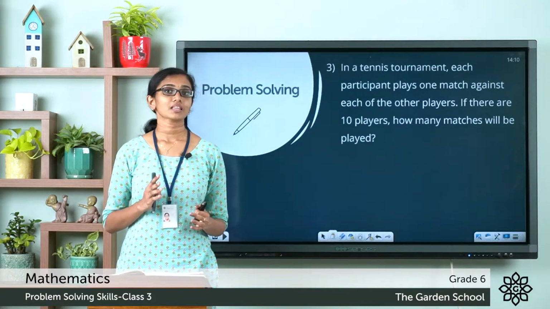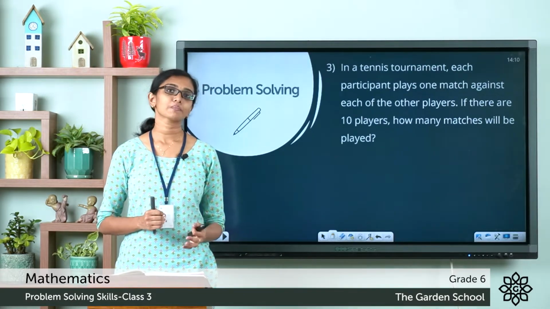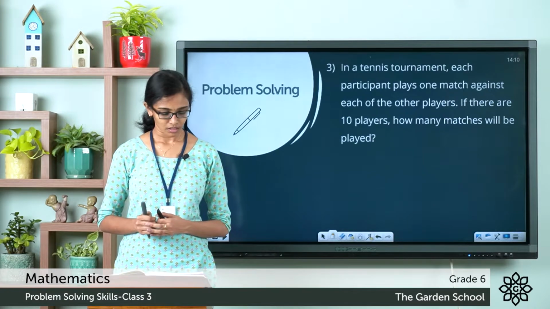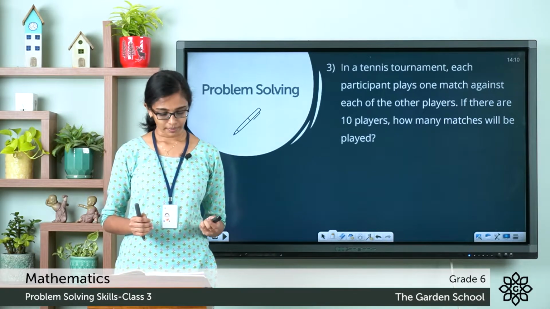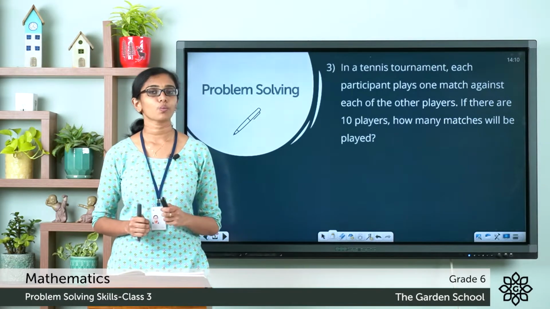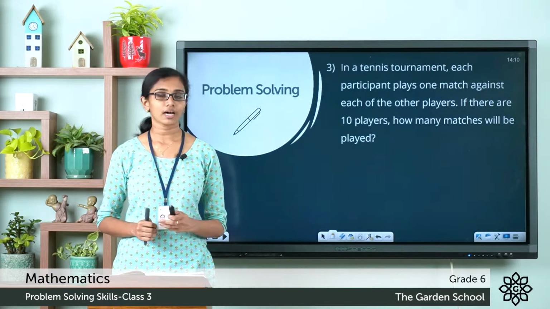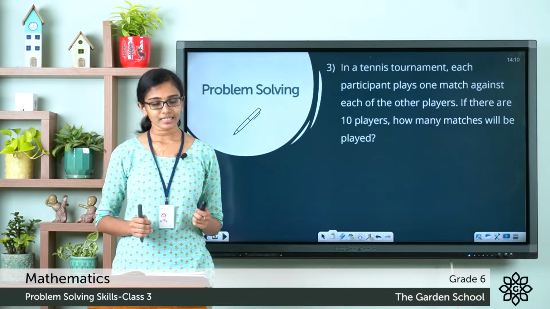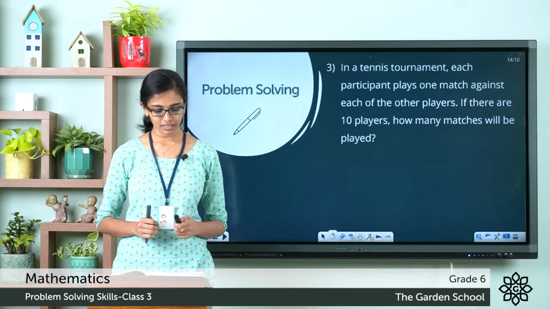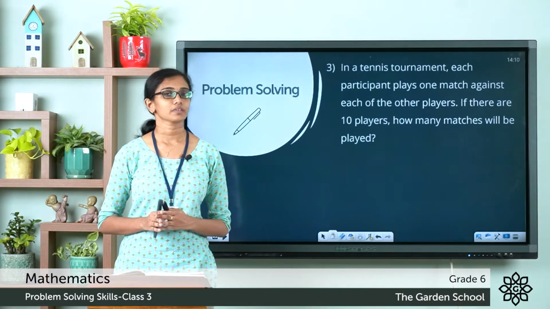This is example 3 in your textbook, which is given on page number 250. It says, in a tennis tournament, each participant plays one match against each of the other players. If there are 10 players, how many matches will be played?